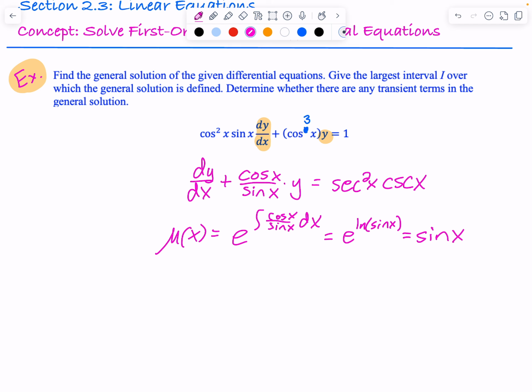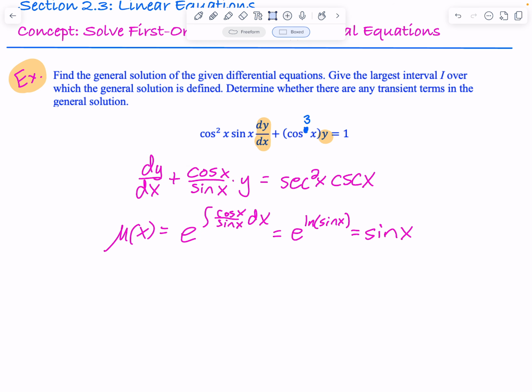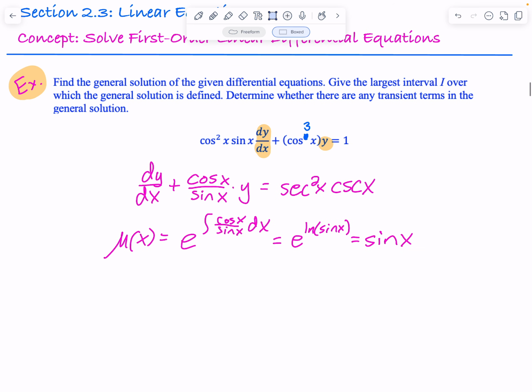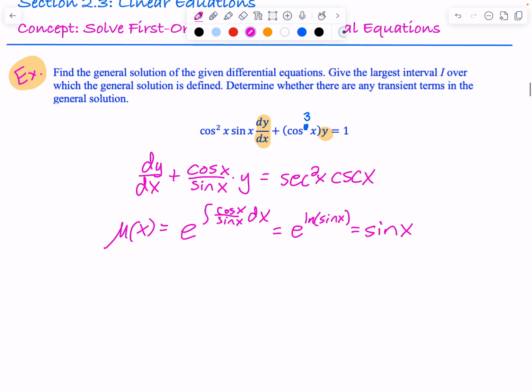I think when I first tried this problem, I used the table to get my cotangent and it got messy fast. So anytime you can find these little u-subs, they're going to make your life a little better. All right, so there's mu. I'm going to multiply everything, but remember the left-hand side, I'm just going to go ahead and jump to the product rule. This is sine x times y.